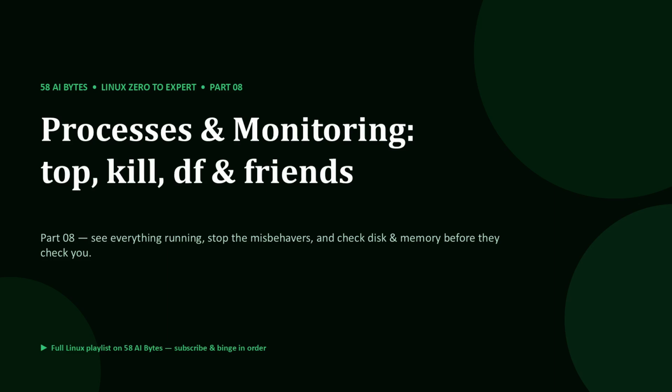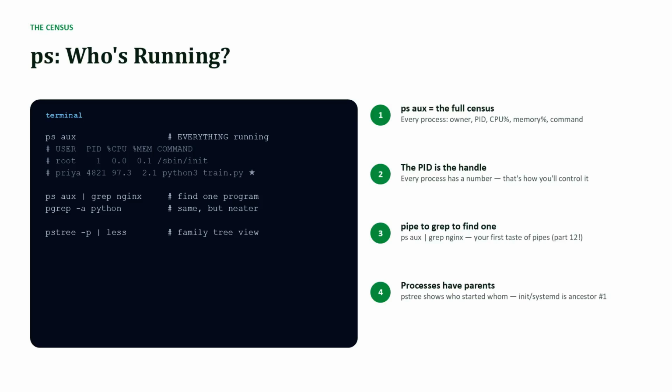Let's meet the city. First, the census. ps aux lists every process on the system. The owner, the process ID or PID, how much CPU and memory it's using, and the command itself. That PID is the handle. Every process has a unique number, and that number is how you'll control it in a minute.